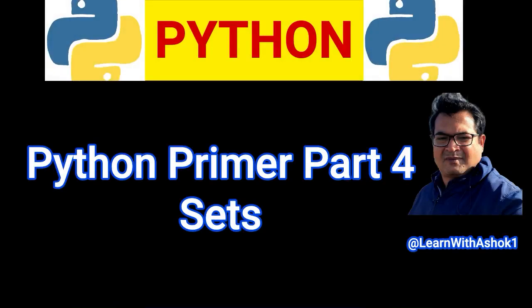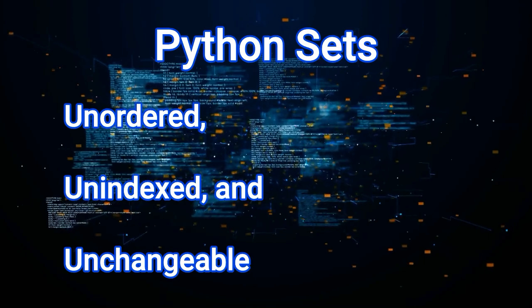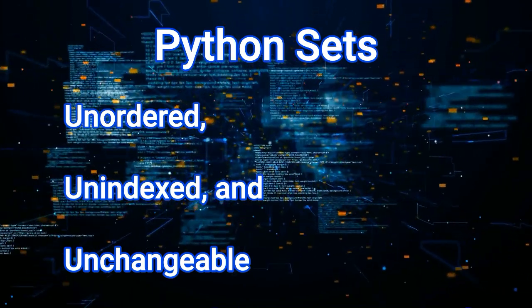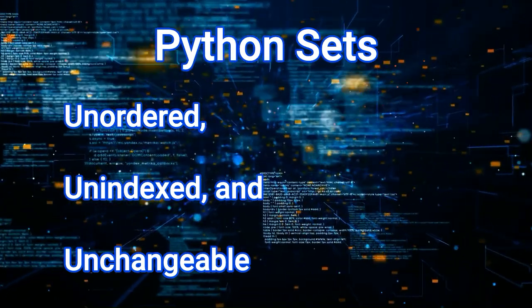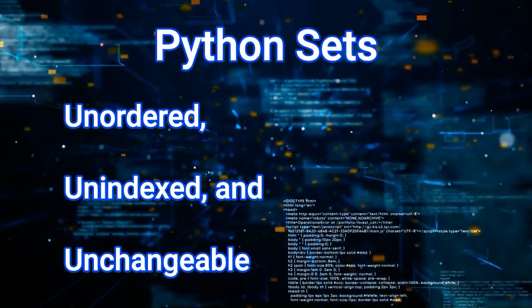In this video, we will discuss Python sets. A set defines a collection which is unordered and unindexed. Set items are unordered, unchangeable, and do not allow duplicate values. Unordered means that the items in a set do not have a defined order.